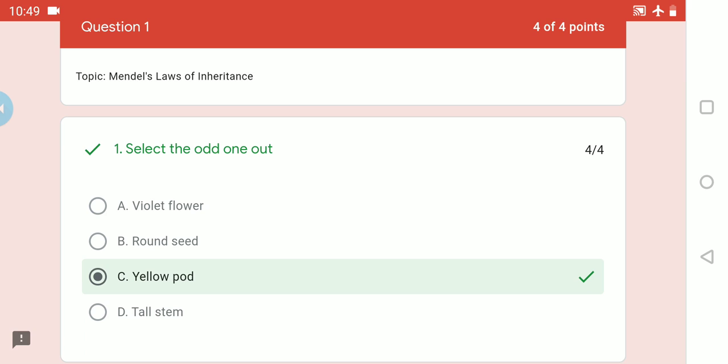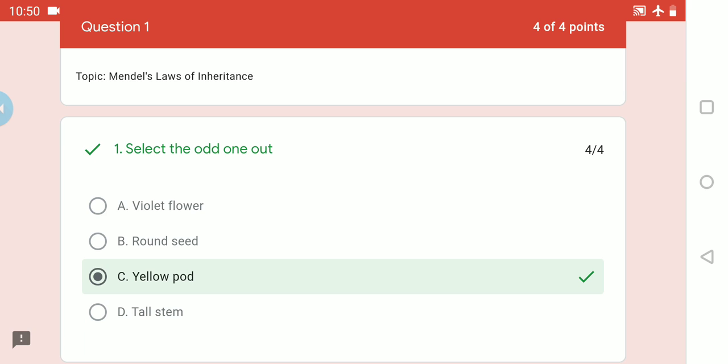If you want to know the answer about this one, first of all, note down that this question is related to Mendel's laws of inheritance. That too, specifically, what Mendel studied as one pair of contrasting characters in garden pea plant, isn't it? See, he has given four options. Option A, violet flower, B, a round seed, C, yellow pod, and D, a tall stem. Out of these, why is C the right option, the odd one out?